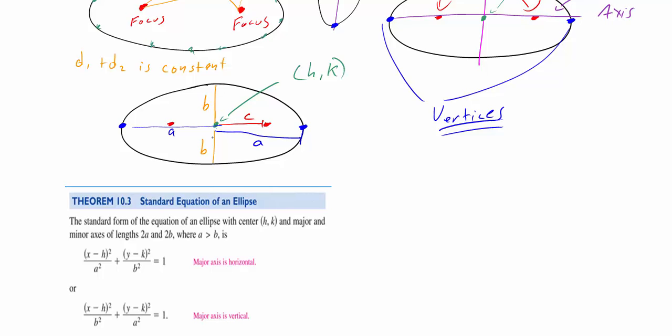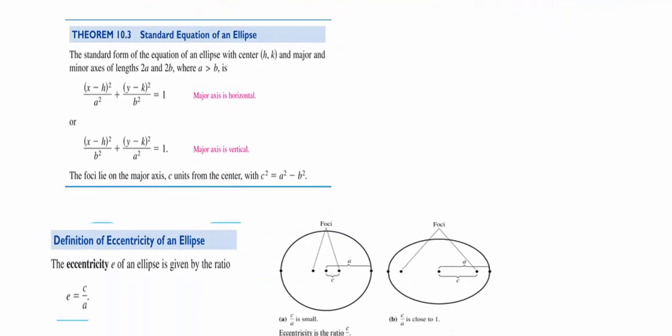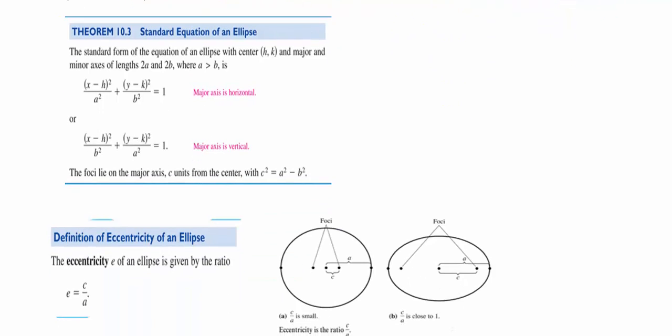And then b is giving us half of the minor axis. Now, in the equation down here below, we're going to understand what this a, b, and c value represent, as well as the center h and k. So let's look at the standard form of the equation. And we'll see here that h and k is going to represent the center of our ellipse, and 2a and 2b are going to represent the major and minor axes, where a is greater than b.